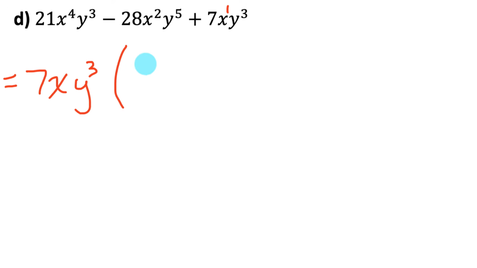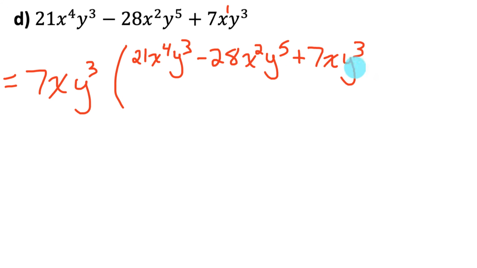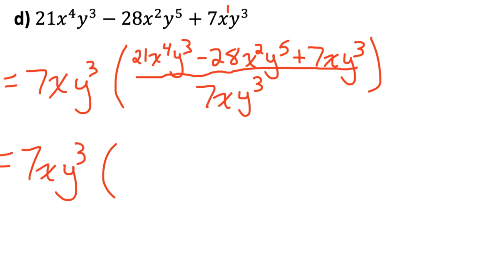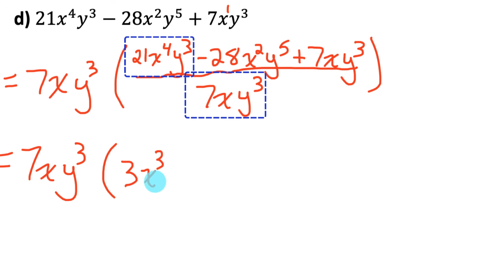So let me rewrite all 3 terms. And all 3 of those terms have to be divided by 7xy cubed. I'll rewrite my first factor. And now in brackets, let me simplify each of the terms. My first term, 21x to the 4y cubed divided by 7xy cubed. 21 over 7 is 3. X to the 4 over x to the 1 is x cubed. And y cubed over y cubed is y to the 0, so the y is gone.